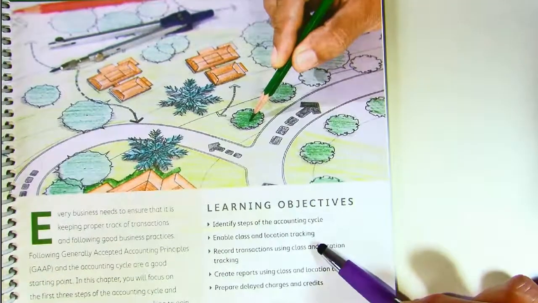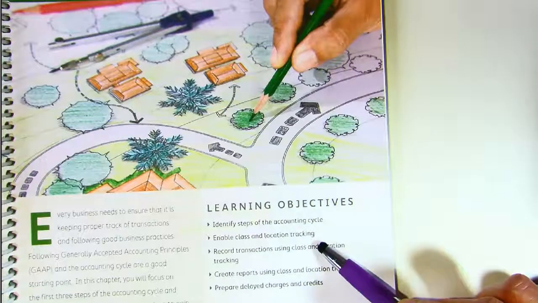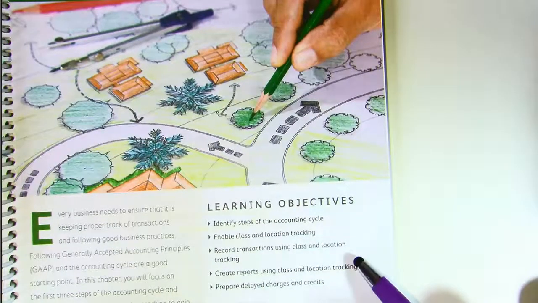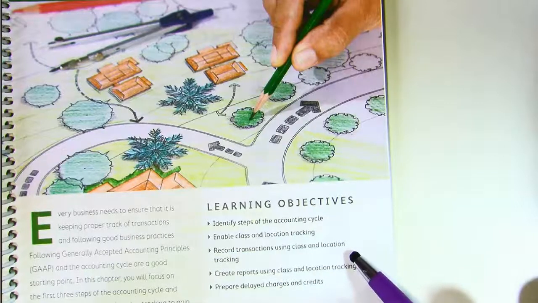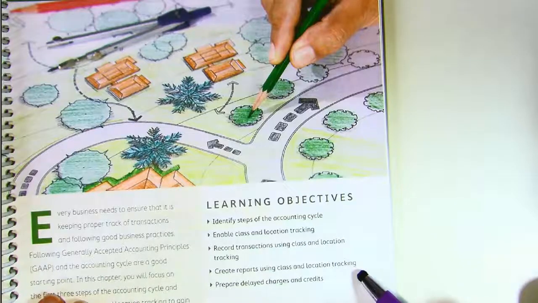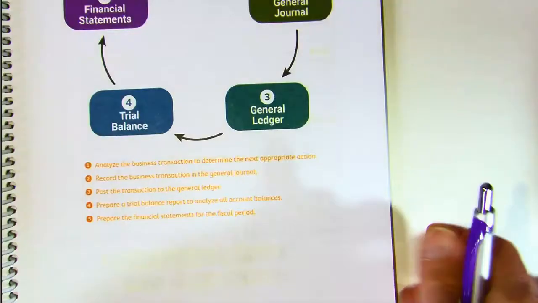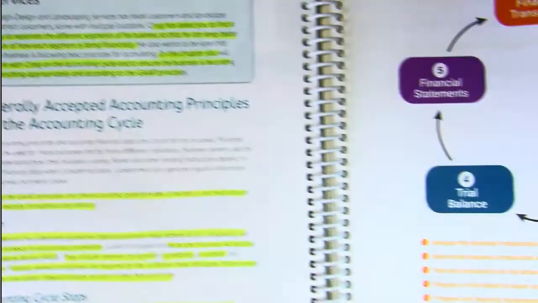Very useful feature. You're going to be learning how to enable class and location tracking. You're going to be able to record transactions using class and location tracking and then create reports for class and location tracking. Finally, you're going to be learning about delayed charges and credits and a new beta feature called price rules. Okay. So some of this is going to be a review for you.